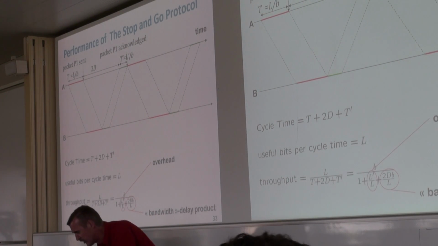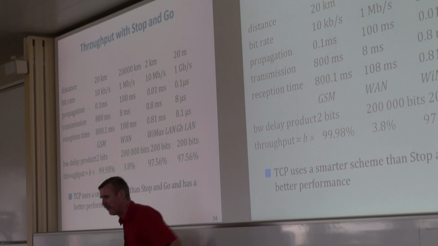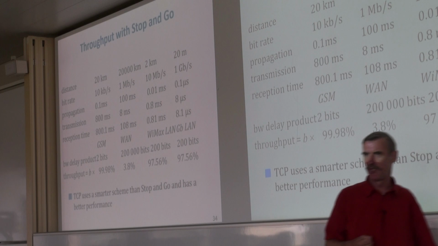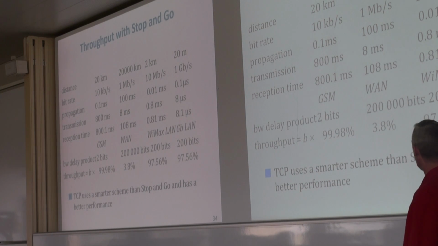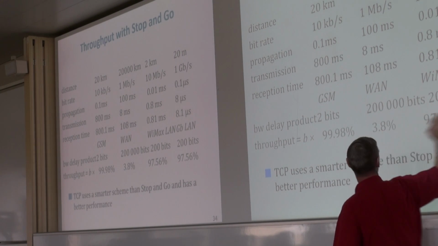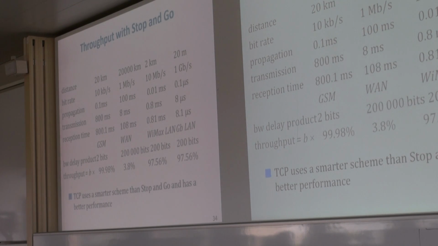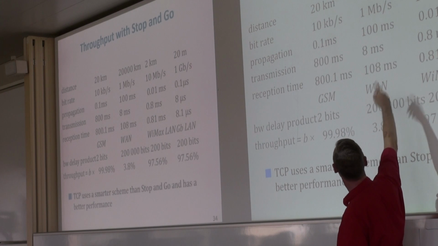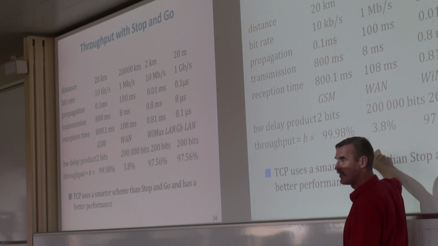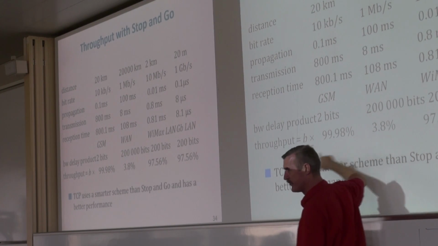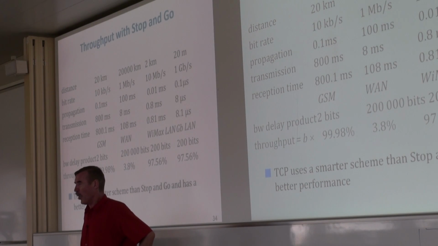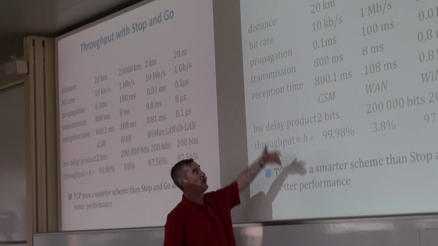For example, if I consider exactly the same 4 scenarios I had given a minute ago, what would be the numerical value of the throughput of this protocol if we use it on the 4 cases? We find that for the 3 of the cases we are close to perfect. We are above 90%. But for this case, we would have 3.8%. So even though you have a 1 megabit per second link, you're using only 3.8% of it, just because of this acknowledgement scheme.